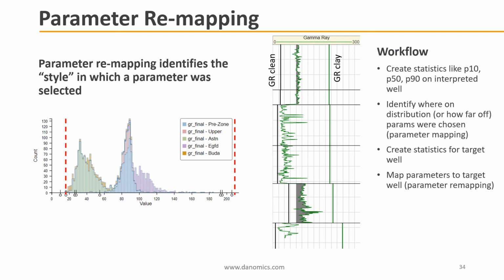Okay, the third way that we handle variability in Danomics is through something that we call parameter remapping. So what parameter remapping does is, in the background, we're generating a lot of statistics. We then identify how you choose parameters on that statistical distribution, and then we will map those parameters to a target well. The best way to visualize this is through a simple example.